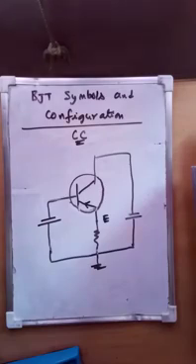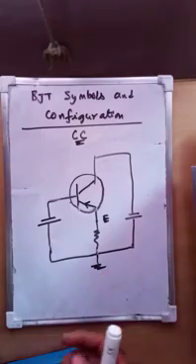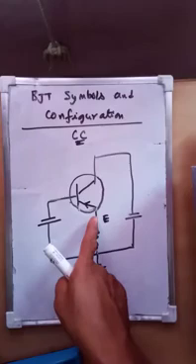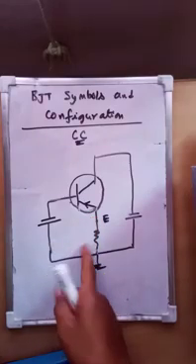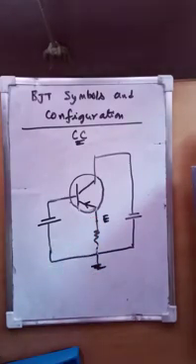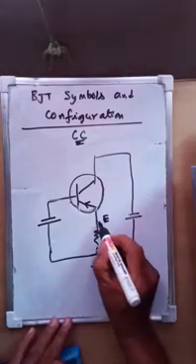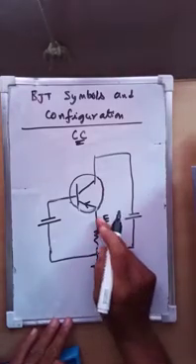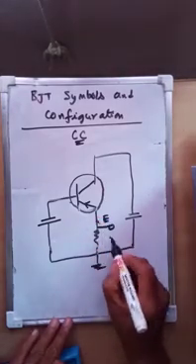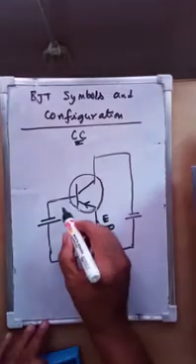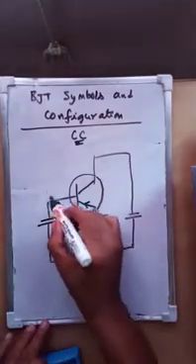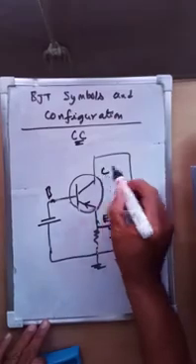So some voltage is also grounded. Why? Because the ground can be positive or negative. So that's why here the emitter is connected to some resistance Re, which is connected to the ground. We are taking the output here. So this is the input port. This is the base, emitter, and collector.